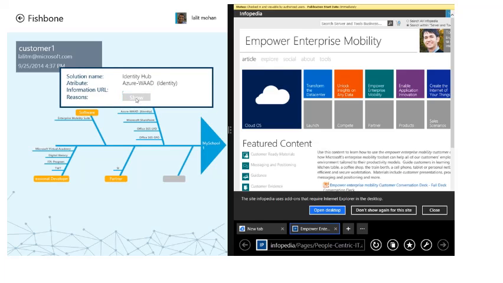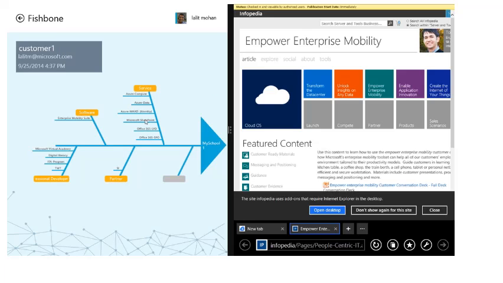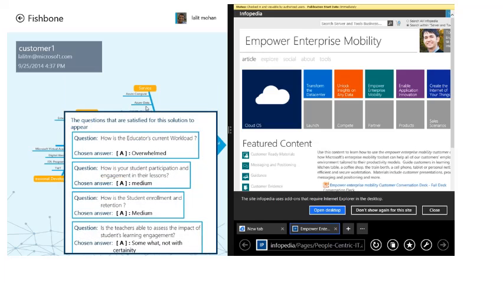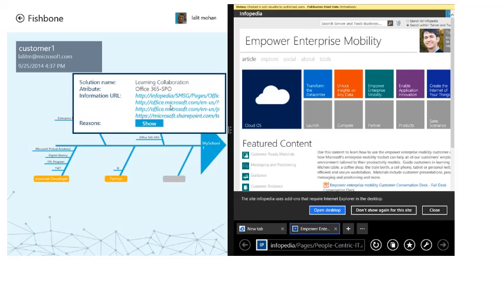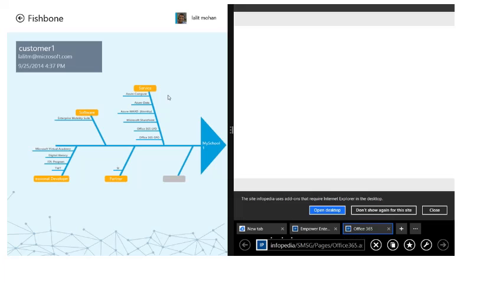Azure Identity, the WAD, was recommended because currently the identities are ad hoc and self-managed. SharePoint was recommended because currently educators are overwhelmed, perhaps using SharePoint for class sites, project sites, and other apps. It will help educators relieve their burden. Similarly, for SharePoint as well, they can launch the link to access the details necessary to put the solution together.